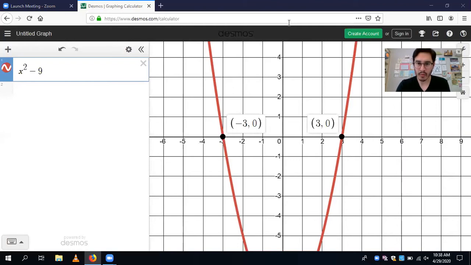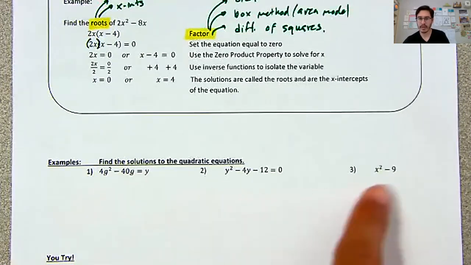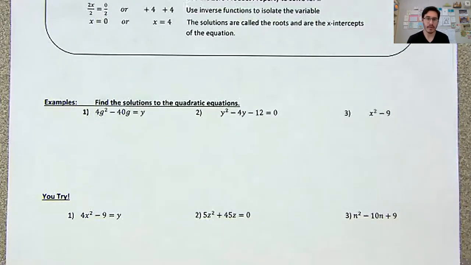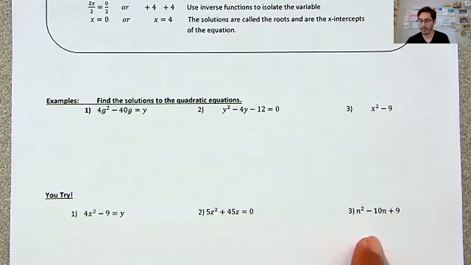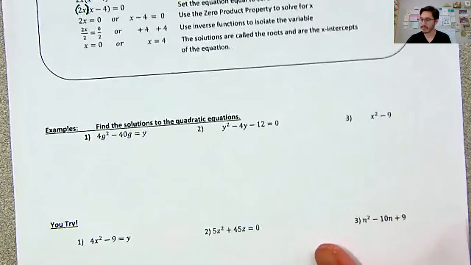All right, so we've gone through the 3 examples. If you're following along on your worksheet, where's mine? Okay. We've done examples 1, 2, and 3. So now I think you should pause the video and try the 3 U-try problems on your own. And then when you're ready to check your answer, unpause the video, and I'm going to go through those solutions.